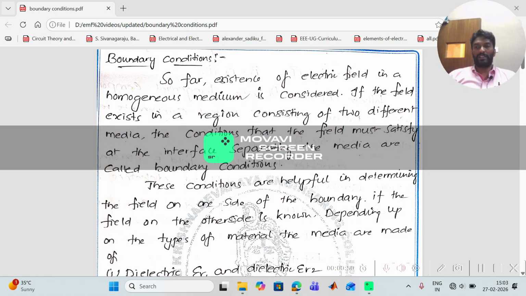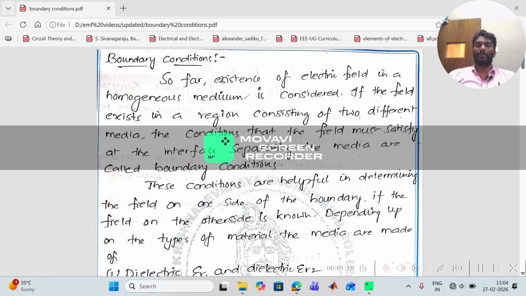Imagine an electric field traveling in air and suddenly meeting a dielectric material. Does it stop? Does it bend? Does its strength change? Boundary conditions give us the answer. Fields cannot jump randomly at a boundary. They must obey certain rules. Those rules are called boundary conditions.